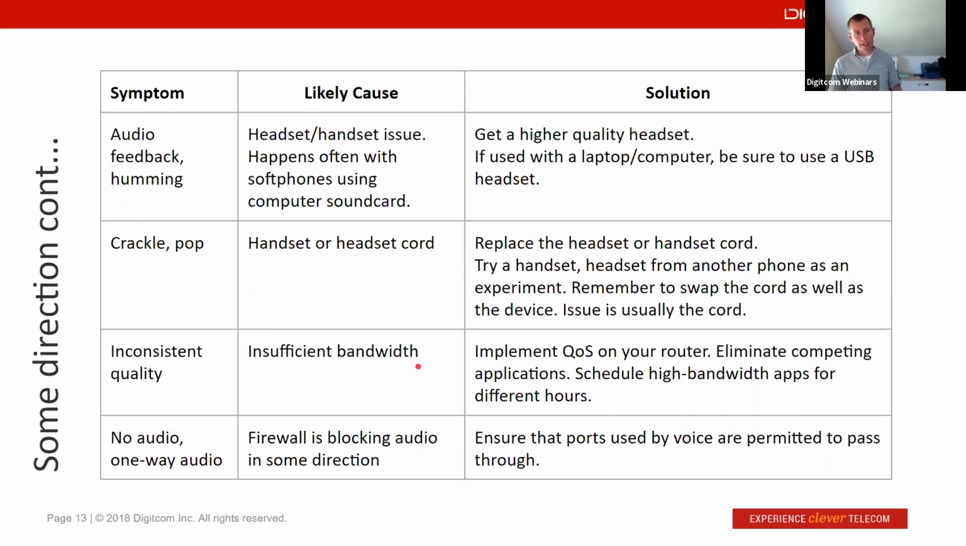Inconsistent quality is usually insufficient bandwidth. In other words, if it's certain times of day, for example bad between 9:30 and 10 o'clock in the morning, you likely have a lot going on in your network then. You need to either enforce quality so that voice is prioritized, or perhaps you've got processes that run on servers that replicate during those times, which you could stop to free up some bandwidth. There are policies you can put in place on your edge device, but you need to be responsible for gatekeeping that.